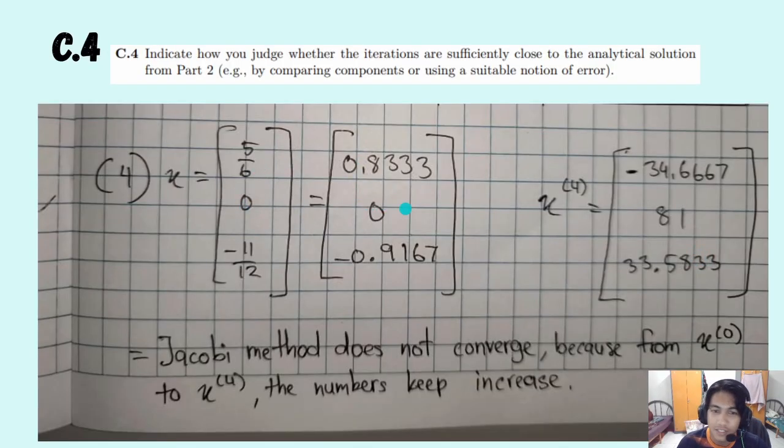So the answer for this question is the Jacobi method does not converge, because from the x0, as you can see this one, to the x4, the number keeps increasing, does not even get close. So the answer is the Jacobi method does not converge. That's all from me. Thank you.